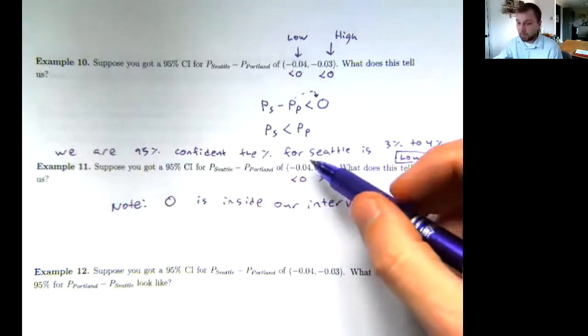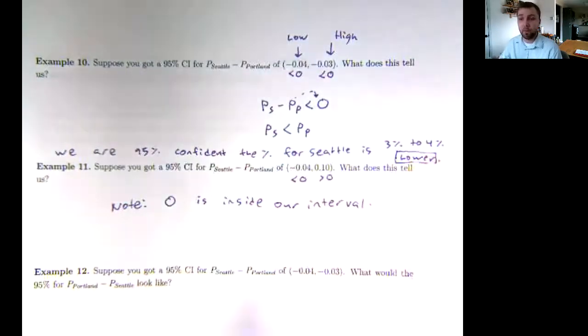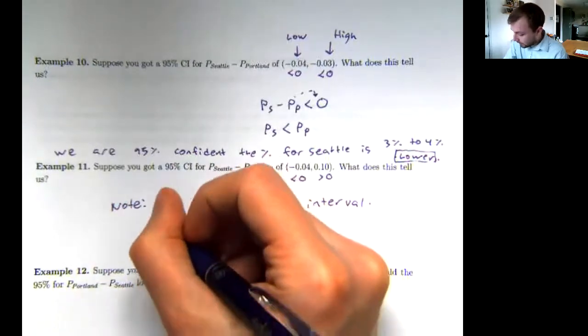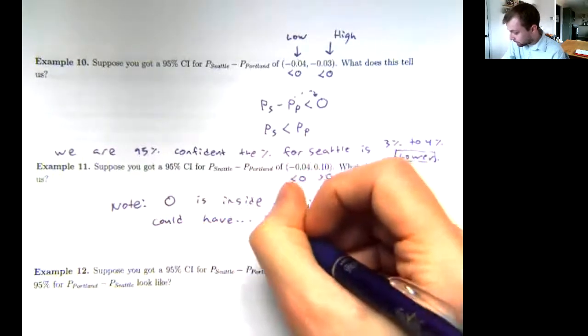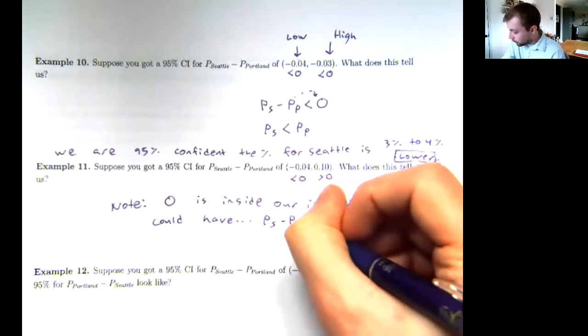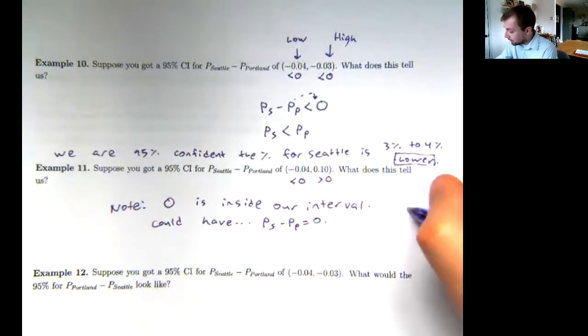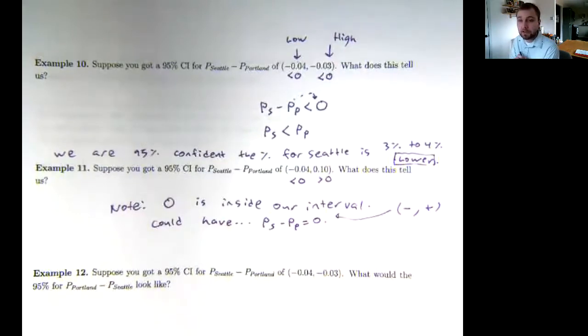If it's everything from -4% all the way up to 10%, that includes 0 in between those numbers somewhere. And why is 0 a big deal? Well, this means I could have Seattle minus Portland equaling 0. So whenever you have an interval that goes negative to positive like this, it's telling you that you could have equality there somewhere in the interval.